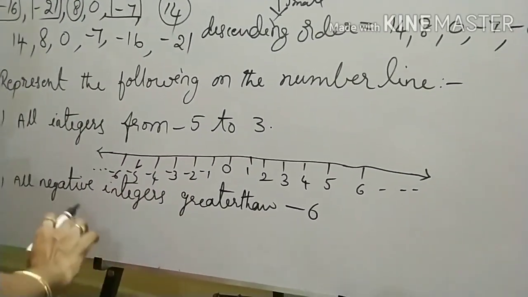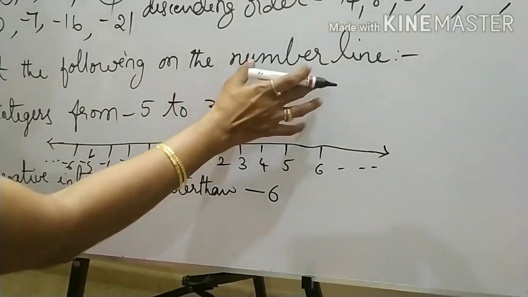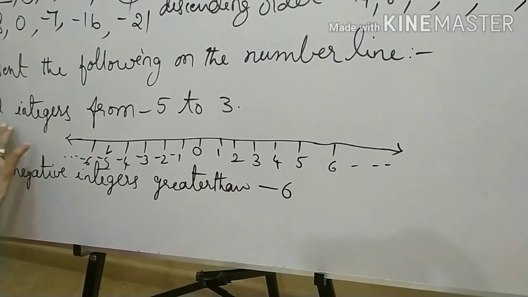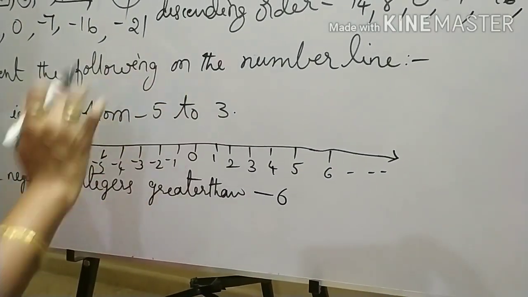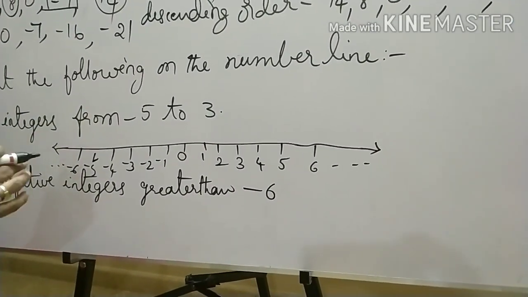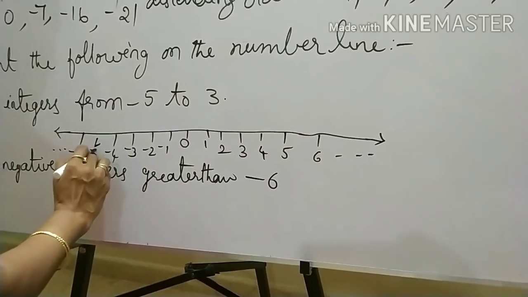Okay, so what is our answer? What is your question? We have to represent the given numbers using this number line. The number line we have written here. Now what to do? All integers from minus 5 to 3, we have to plot these numbers. Minus 5 to 3, we have to plot on this number line. Where is minus 5 here? Here we have minus 5.